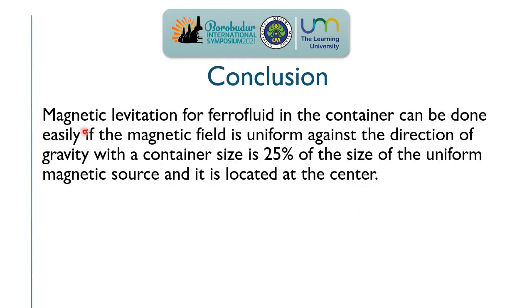Conclusion: magnetic levitation for ferrofluid in a container can be done easily if the magnetic field is uniform against the direction of gravity, with a container size 25% smaller than the size of the uniform magnetic source, and it must be located at the center.